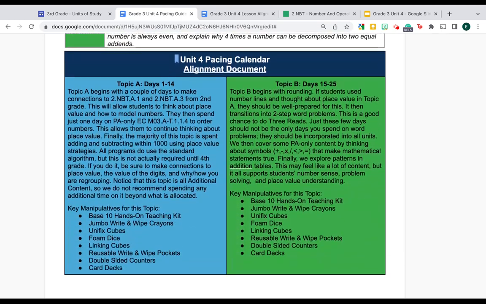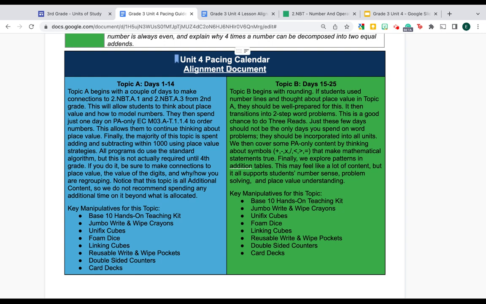All right, Unit 4, Topic A is really all about addition and subtraction. When you get into topic B, you focus on rounding, and then you do a lot of application with word problems. So it's a great opportunity to practice the content from topic A in an applied setting.